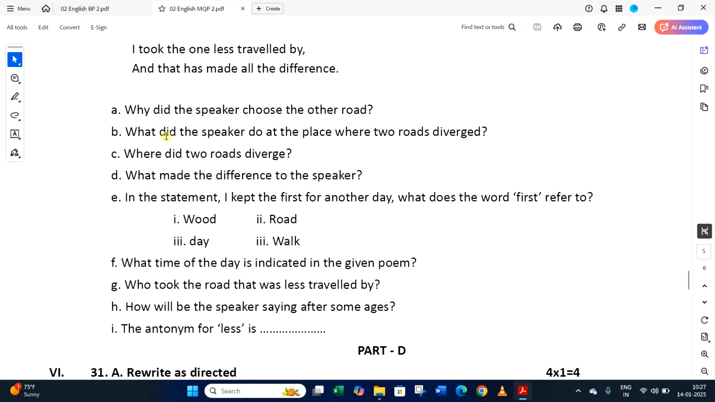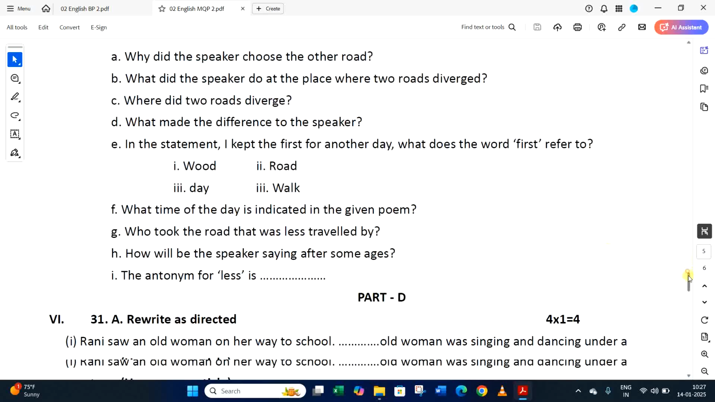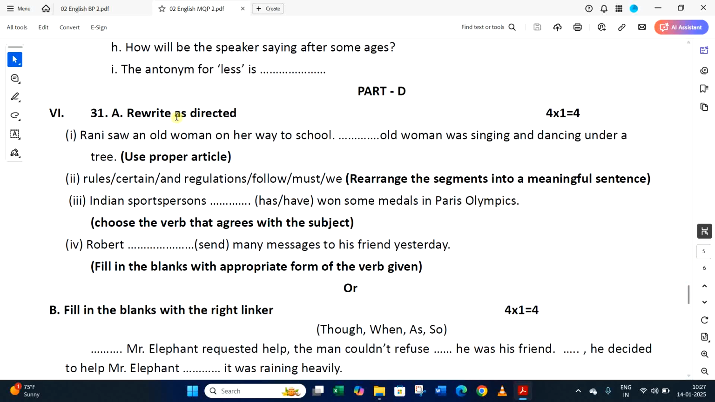And then let us go towards the next part, that is part D. Part D is all about questions based on grammatical aspects. Question number 31A: rewrite as directed, for 4 marks. The very first question is all about articles, the use of proper articles. The second question is about rearranging the segments into a meaningful sentence. You will find here, my dear students, there are certain segments of the sentence.